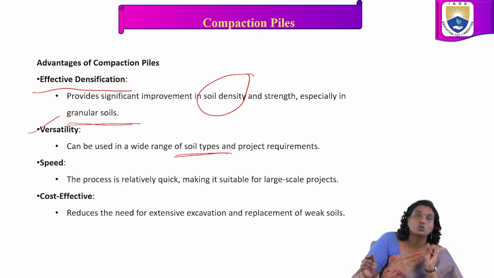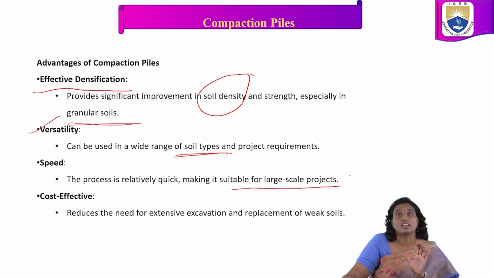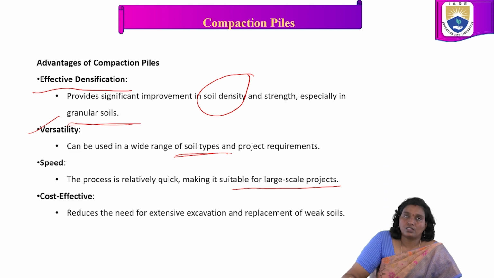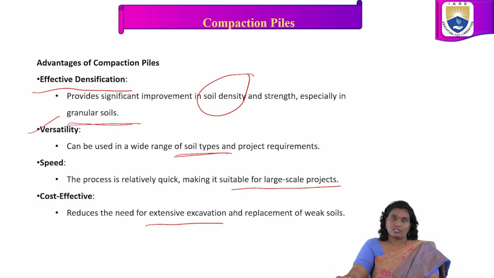The next one is speed. The process is relatively quick, making it suitable for large scale projects. So coming to large scale projects, this process is relatively quick. The speed of the compaction piles is more, and it is also cost effective. Speed, effective densification, versatility: these are the major advantages. Coming to cost effectiveness, it reduces the need for extensive excavation and replacement of the weak soils. So this is one of the major advantages of the compaction piles.